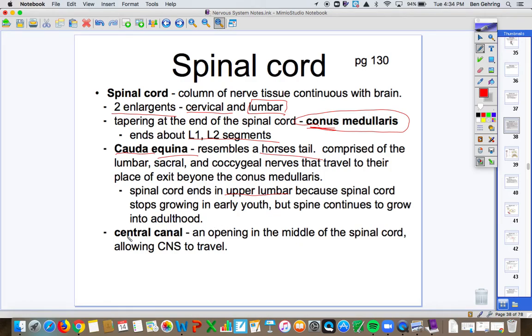And then within all that, we have what's called our central canal. This is the opening in the middle of the spinal cord that allows your spinal cord to travel down. So this is that opening in each of those vertebrae that lets your spinal cord through. It's called the central canal.